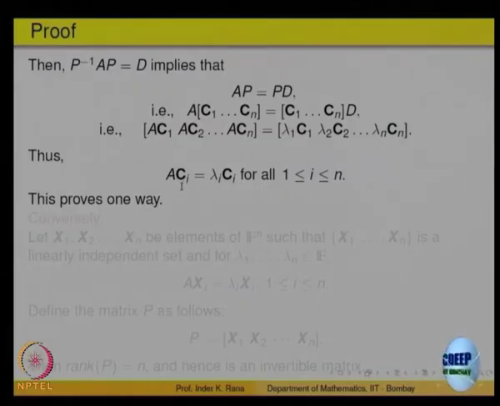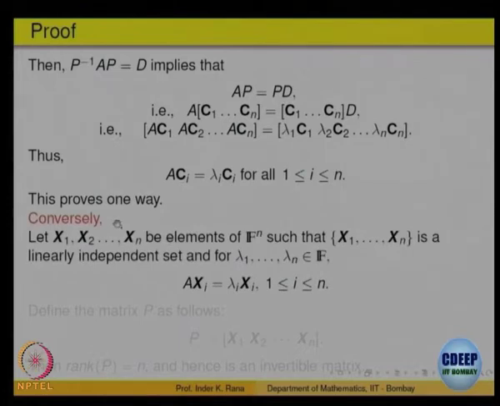So, one way is done. Conversely, let us suppose that we have vectors x1, x2, ..., xn such that this is a linearly independent set, and the lambda i's are the corresponding eigenvalues. So, A xi is equal to lambda i xi. That is given to us, the property. So, what do we want to show? We want to show that there is a matrix P such that P inverse AP is diagonal.